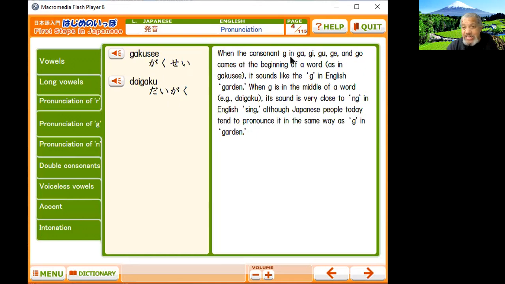So when the consonant G in ga, gi, gu, ge, and go comes at the beginning of a word, as in gakusei, it sounds like the G in English, garden. But when the G is in the middle of the word, for example, daigaku, its sound is very close to NG in the English, sing. So, daingaku.